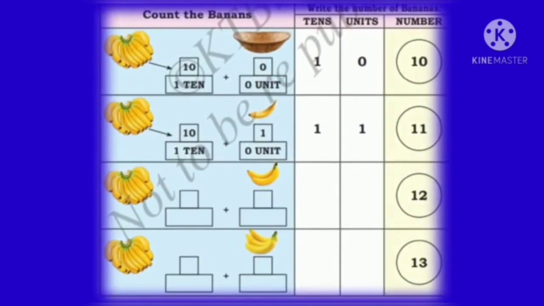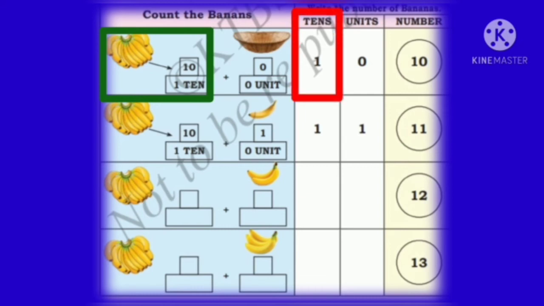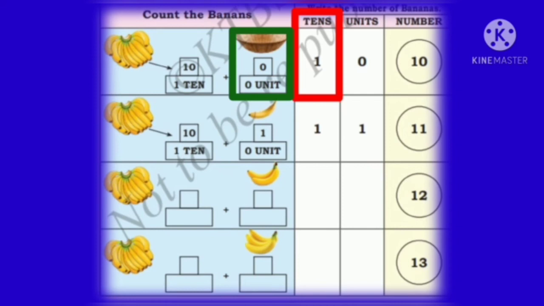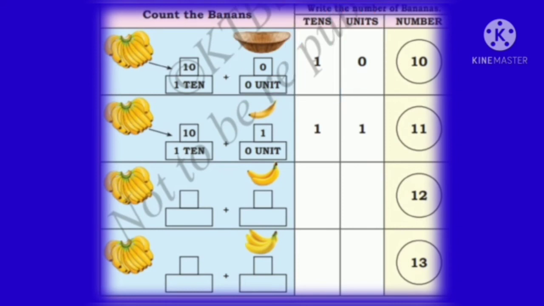First they buy 1 bunch of bananas and no single banana. Then totally how many bananas did they buy? 1 bunch means 10 bananas. So here we have 1 in tens place. What is there in this basket? Nothing. So it is 0 units. 1 and 0 can be written as 10.